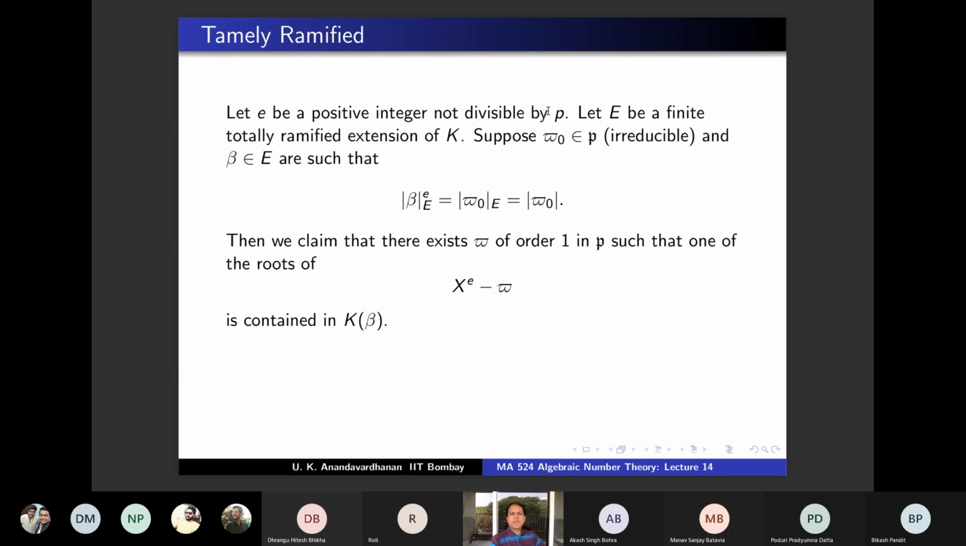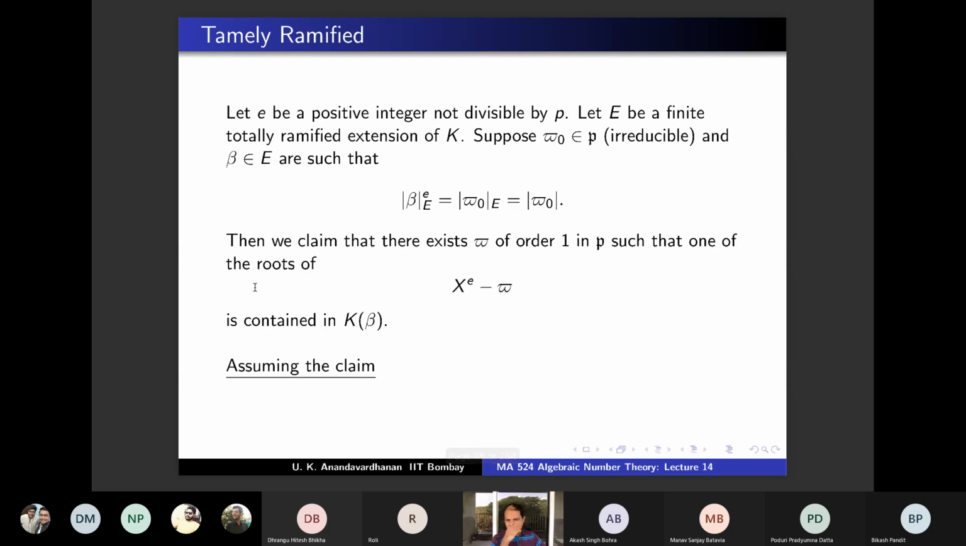Is the statement clear? What is given to you is one irreducible element of P, and one element upstairs with the property that beta power E and this given element pi naught have the same absolute value, where E is some number not divisible by P. Then we claim that there is an element pi of order 1 in P such that x power E minus pi is an Eisenstein polynomial, and this polynomial has at least one root contained in K beta. So K beta is a field containing K and contained in E, and at least one root of this polynomial is contained in K beta. Let's prove this first.